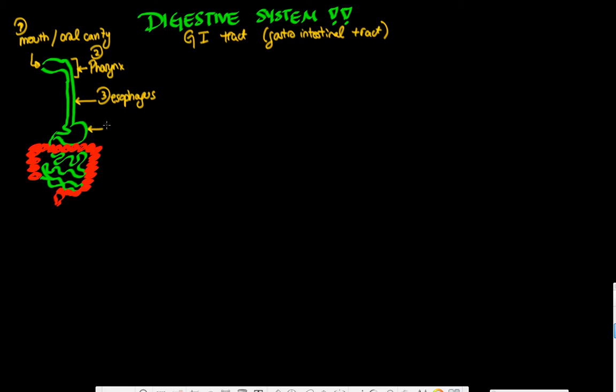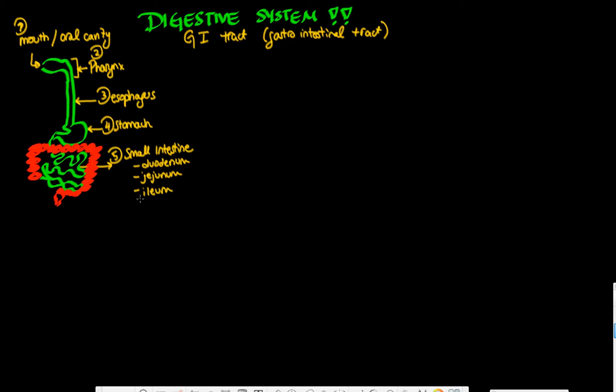Next, food is going to reach the stomach. After the stomach, we have the small intestine, named for its small diameter or narrow diameter. And so this is going to be number 5, small intestine. And actually, the small intestine has 3 different regions. The first is called the duodenum. Next, we have the jejunum. And finally, the ileum.